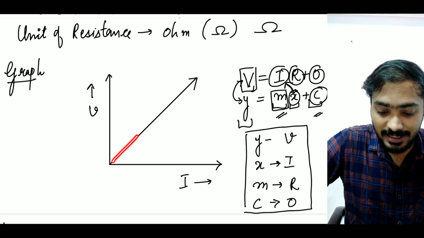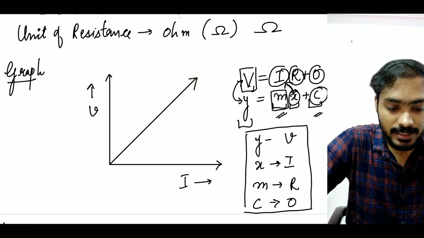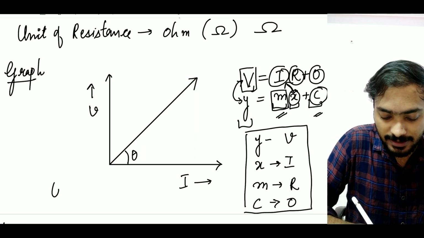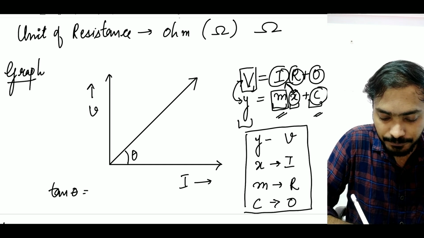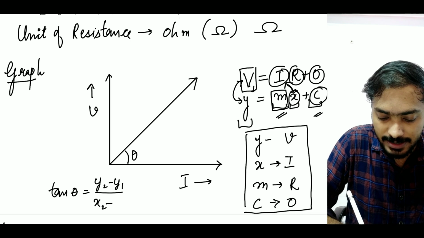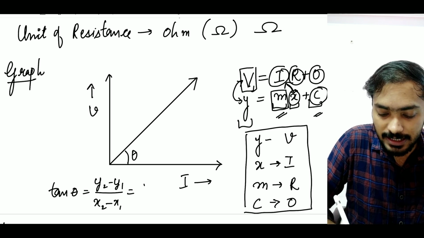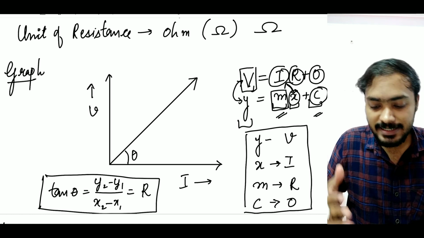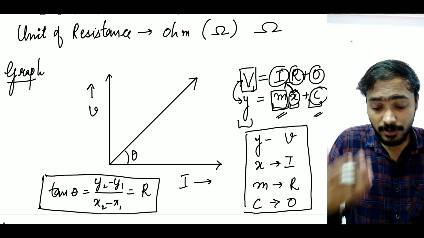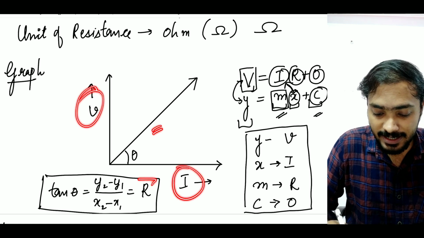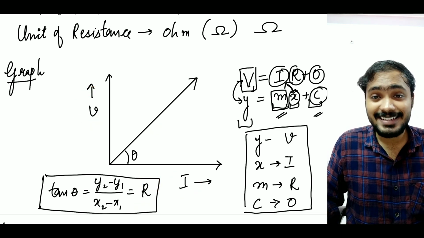So the slope of the graph, let me say this angle is some theta, so I can write tan theta is the slope, which equals (y2 - y1) / (x2 - x1). This actually gives me the value of resistance. I hope that is understandable to you. So whenever we talk about the slope of a V versus I graph, we always get resistance as our answer. Is that a yes or no?